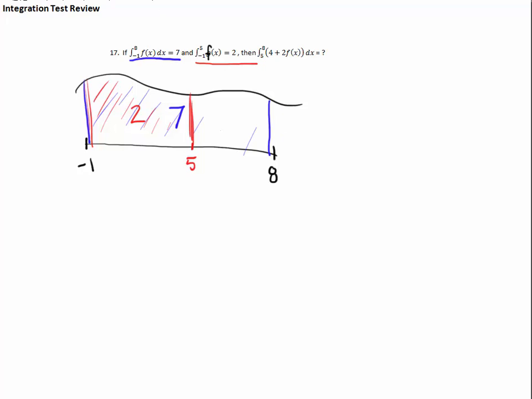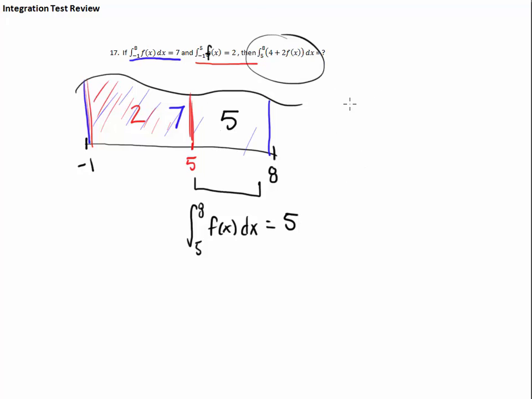So that tells me that the integral, this is the one that we're missing right here, the integral from 5 to 8 of our function f is going to be equal, the whole thing's 7, this part's 2, which means that this has to be 5 because these 2 parts have to combine to make the whole part. So this is equal to 5. And that's going to be helpful in figuring out what this is. So let's take a look at that.